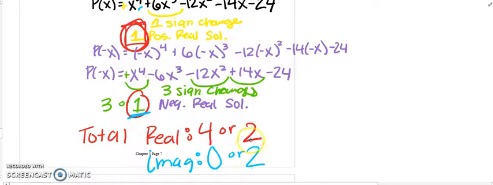If I have 1 negative, sorry, I said that backwards. If I have 3 negatives, I'll have 0 complex. 1 negative, 2 complex, it's going to add up to 4. And then check, look, oh, hey, imaginary comes in pairs. So I'm not going to have 1. I'm not going to have 3. I'm going to have pairs of them because they come as complex conjugates. So that's why it's 0 or 2. Okay. Last one.